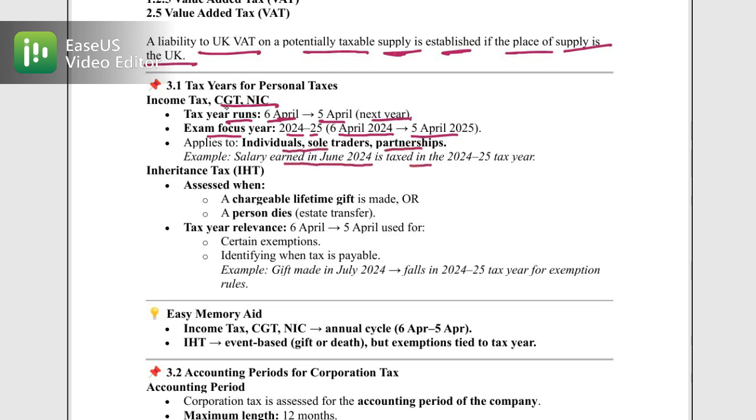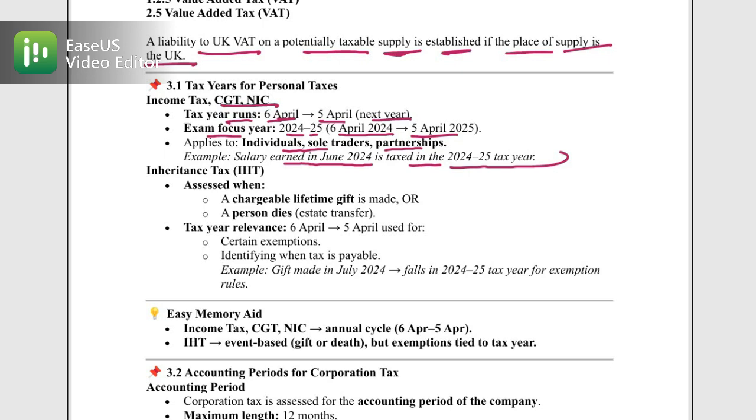Okay. So in simple terms, the tax year for income tax, CGT and NIC runs from 6 April to 5 April the next year. Example: the focus year is 2024 to 2025. In the example we discussed, salary earned in June 2024 is taxed in the 2024-25 tax year.